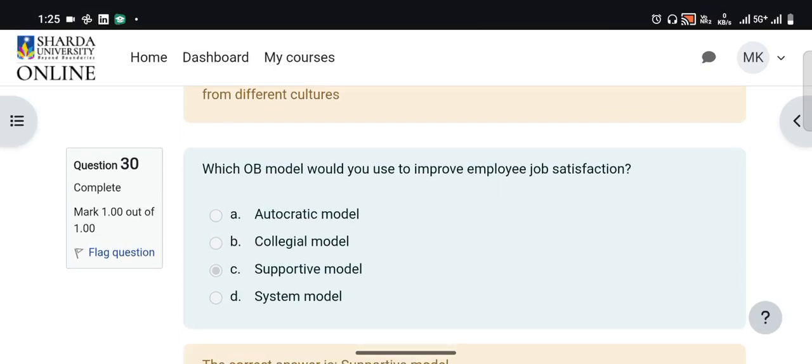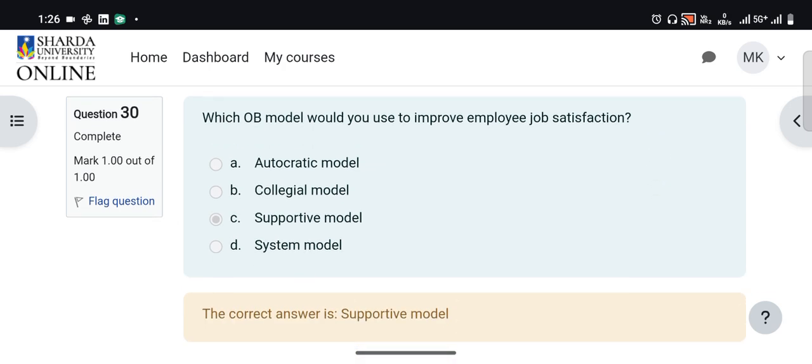Question number 30. Which OB model would you use to improve employee job satisfaction? Option A, autocrat model. Option B, collegial model. Option C, supportive model. Option D, system model. The correct answer is supportive model.